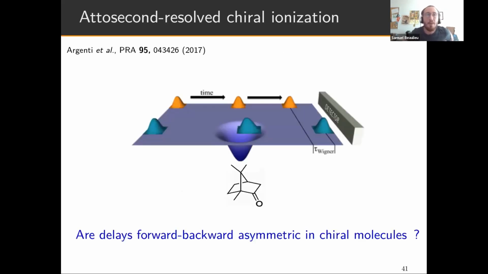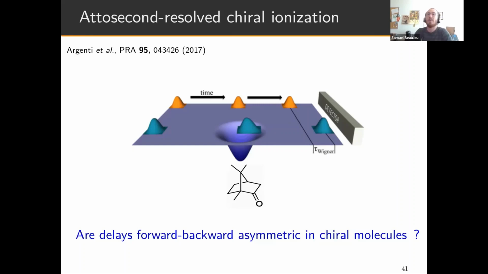The first experiment that I want to show is an experiment that we did here in Bordeaux. Here we want to use the unique temporal resolution offered by attosecond science, in a way that people have used attosecond spectroscopy to reveal the non-instantaneous nature of photoionization, as we saw in Francesca's talk this morning.